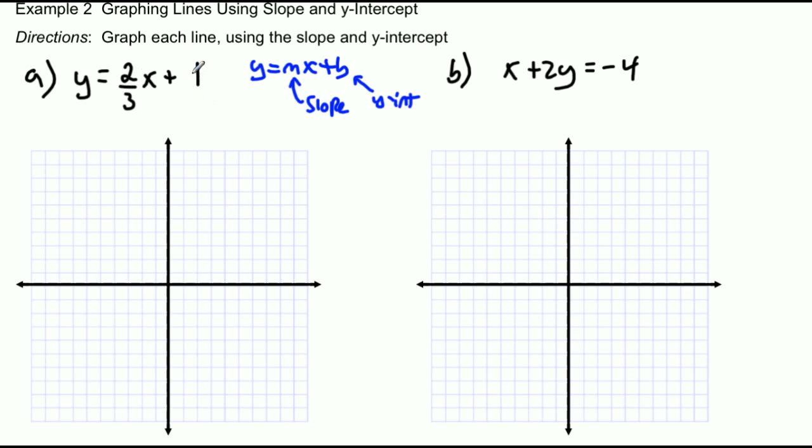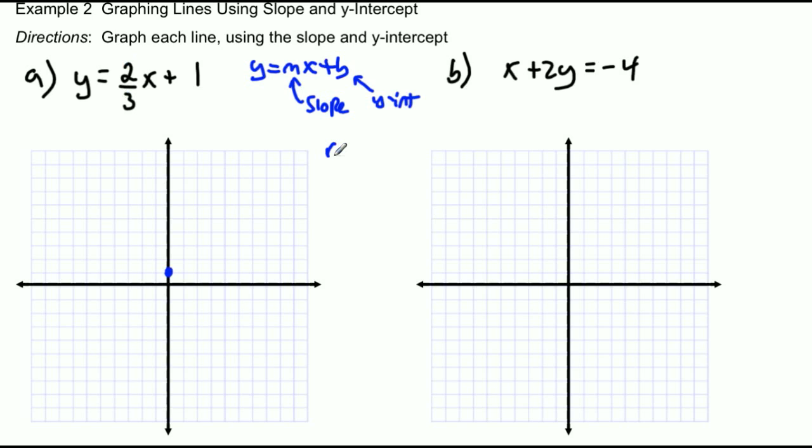So watch this. Look at how this works here. We're going to start with the y-intercept. So we have a y-intercept of 1. So that means we go on the y-axis, go to 1, and then put a dot there. Bam. Okay. Now check this out. So starting from the y-intercept, we know that we have a slope of 2/3.